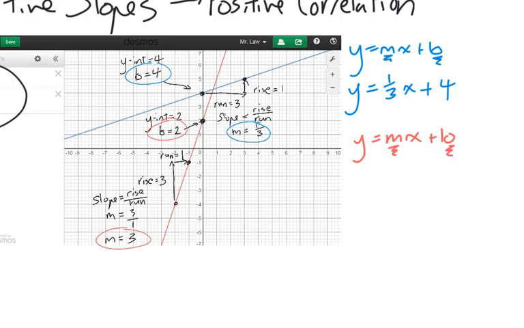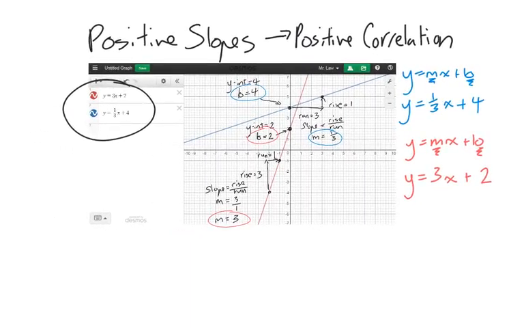We also just figured that out. So that's going to be y equals 3x plus 2. If you look over to the side, you'll notice that the equations of these two lines match exactly. Why did we figure out the equations of these lines?